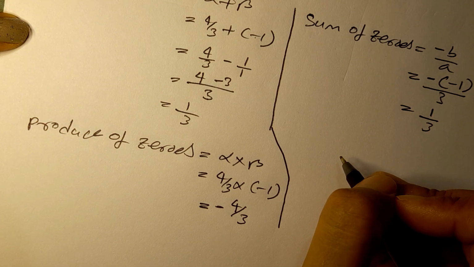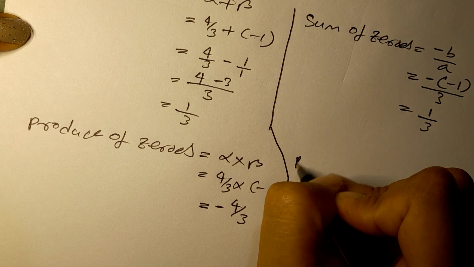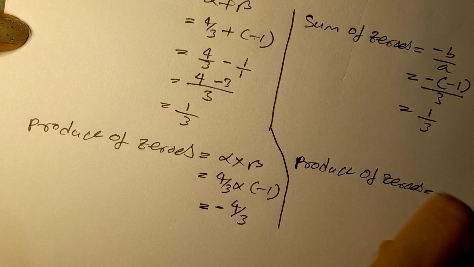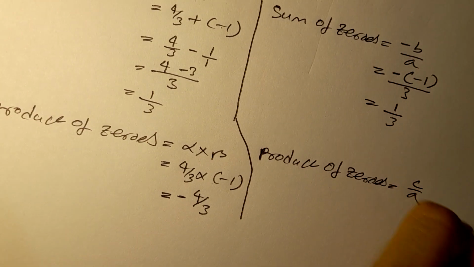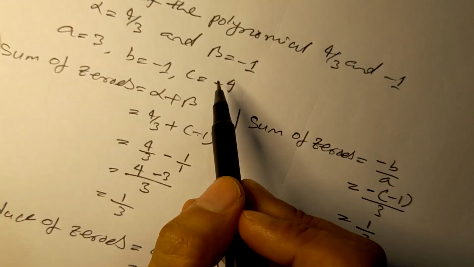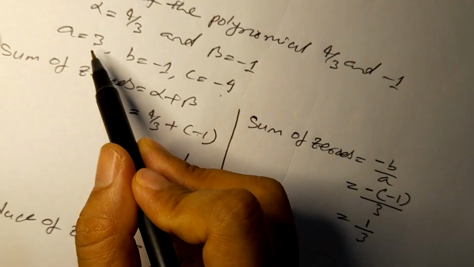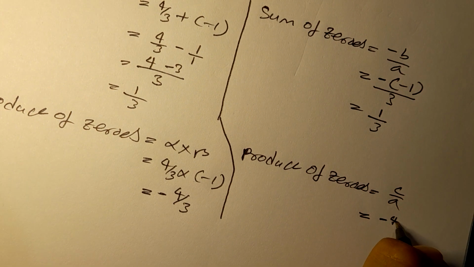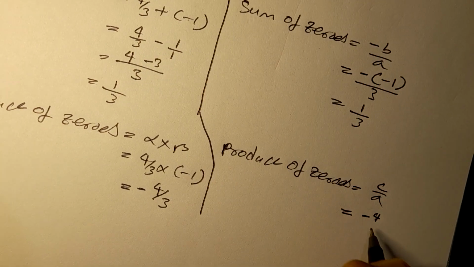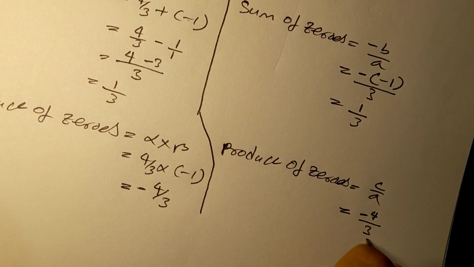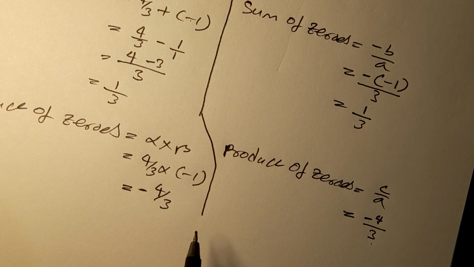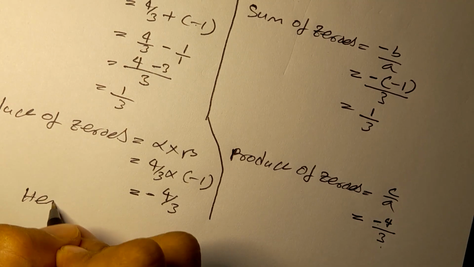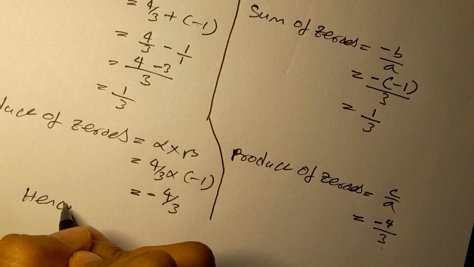Now for the product, again by the formula. Product of zeros, what is the formula? c by a. What is the value of c? We have the value of c, that is -4. What is the value of a? 3. So it will be -4 by 3. Value of c is -4 and value of a is 3. So we got -4/3, here also -4/3. For the product, it's also equal, so it's also verified. So hence verified.